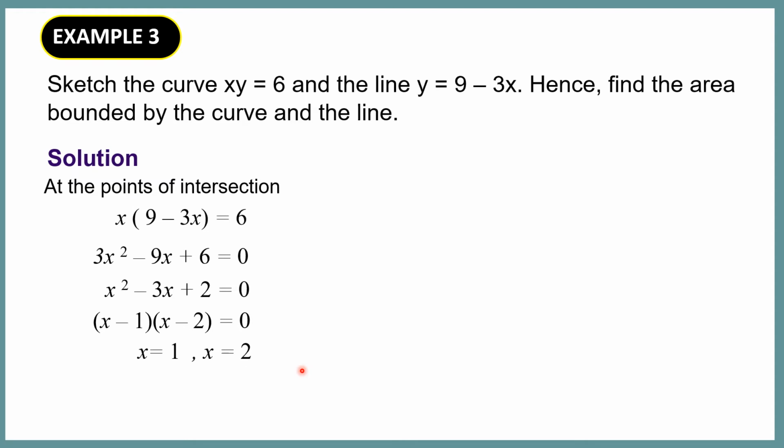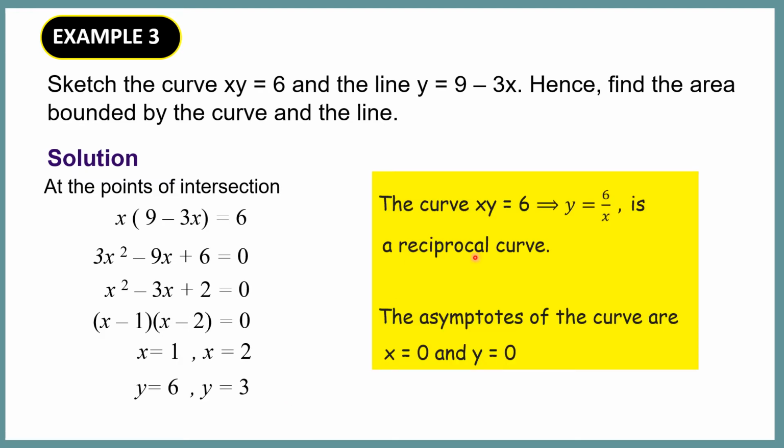When x is 1, y is 6. When x is 2, y is 3. Now, the curve xy equals 6, which is y equals 6 over x, is a reciprocal curve. So the shape of the curve is an arc. The asymptotes of the curve are x equals 0 and y equals 0. This means that the curve will never cut the x-axis or the y-axis.